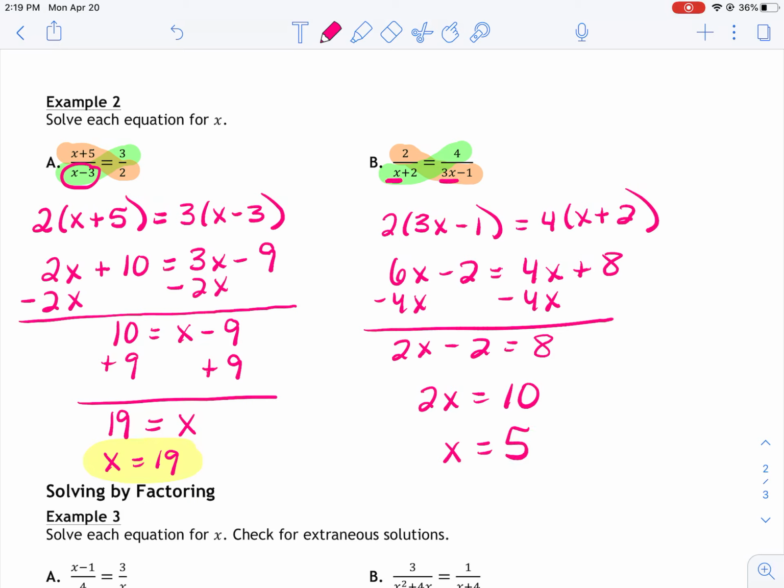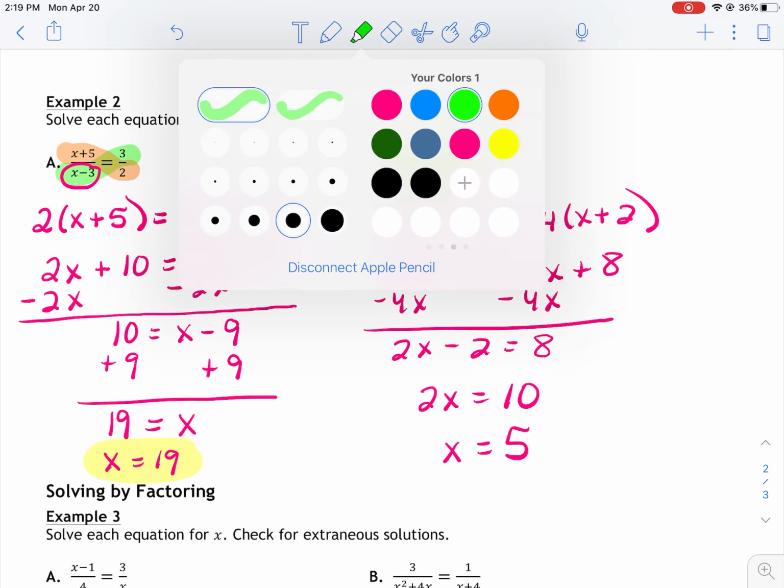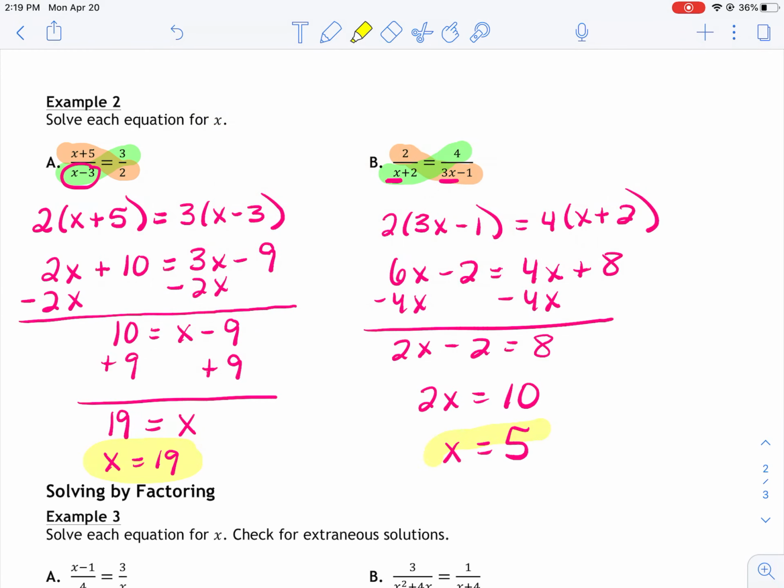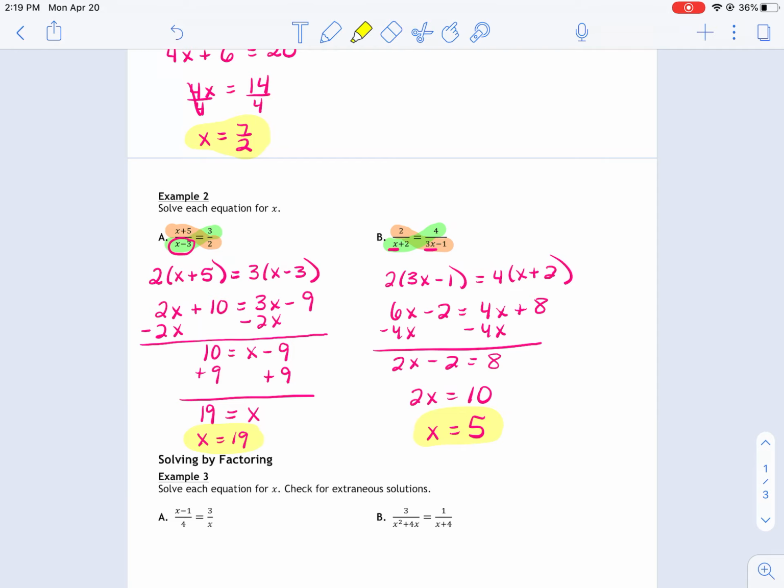Check to make sure you don't get zeros on the bottom. 5 plus 2 is 7. 15 minus 1 is 14, so we're good. And so we highlight our answer, x equals 5. All right, so just cross multiplying and then adding in the algebraic steps to solve.